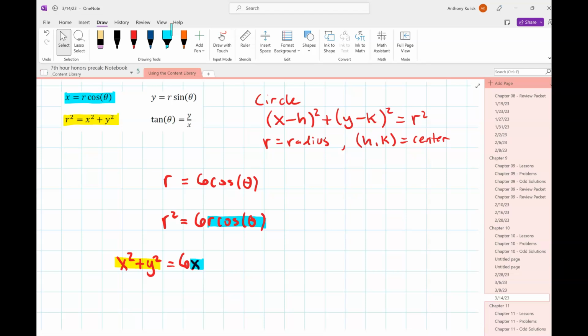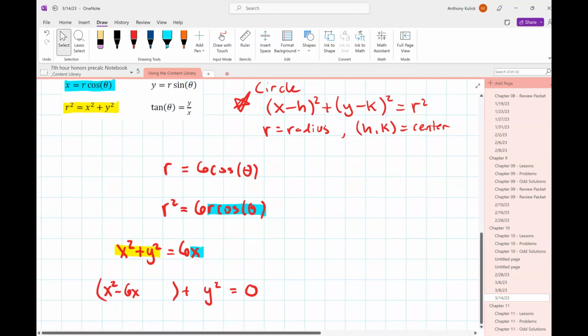So the whole key is just using these little formulas, right? It is kind of like a proof. Well, I've got to get it to look like this circle equation, right? So let's get everything onto one side. So I'll do that. Now, again, I'm trying to get it to look like that circle equation.